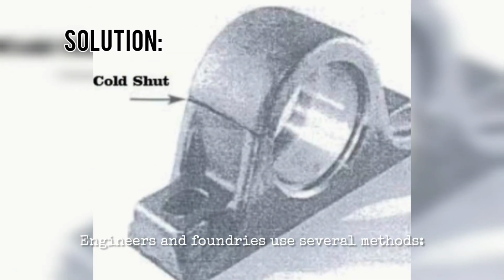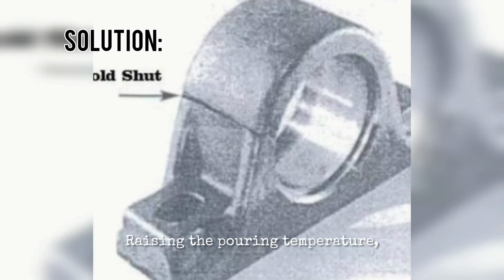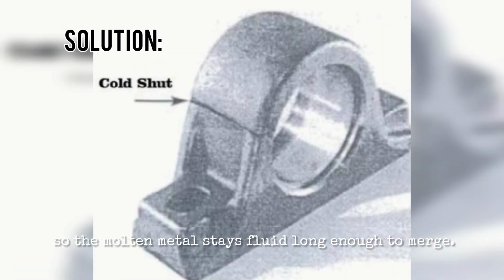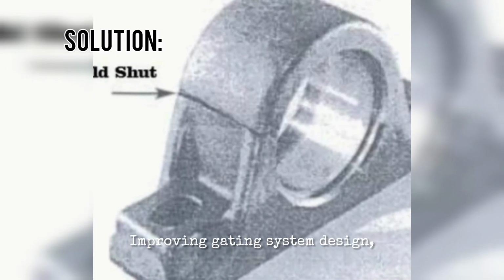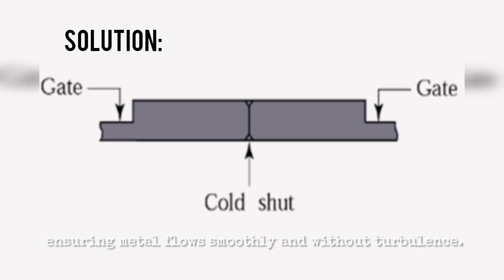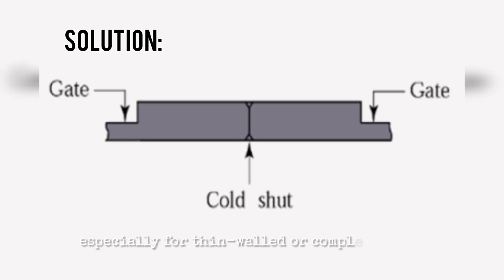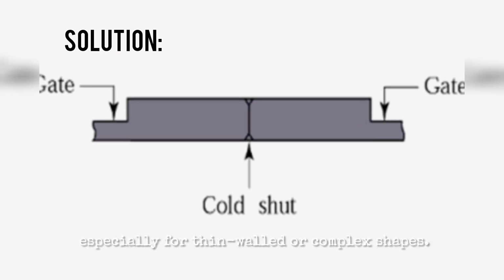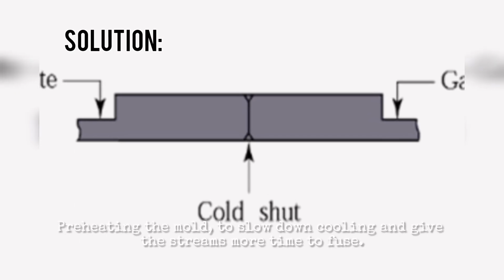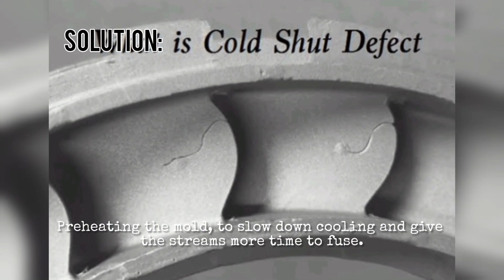Engineers and foundries use several methods. Raising the pouring temperature, so the molten metal stays fluid long enough to merge. Improving gating system design, ensuring metal flows smoothly and without turbulence. Selecting alloys with better fluidity, especially for thin-walled or complex shapes. Preheating the mold to slow down cooling and give the streams more time to fuse.